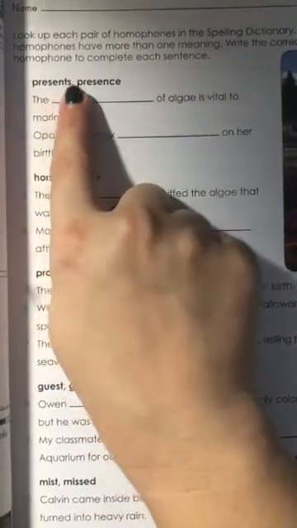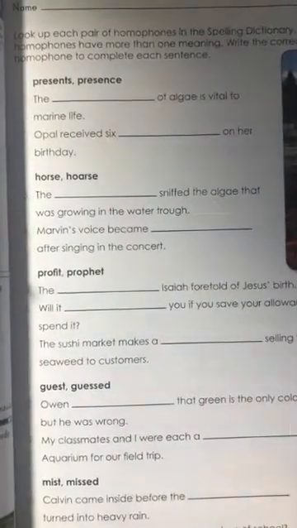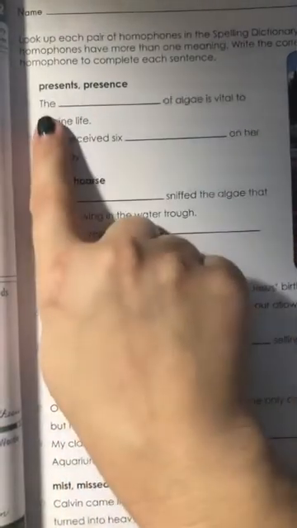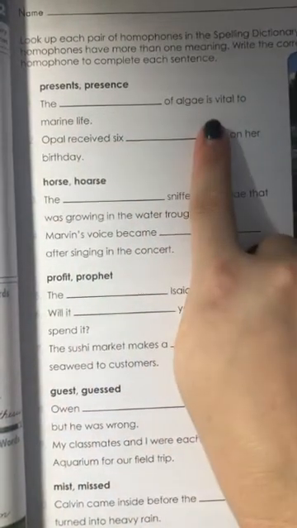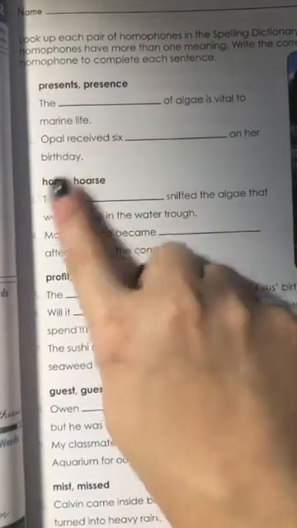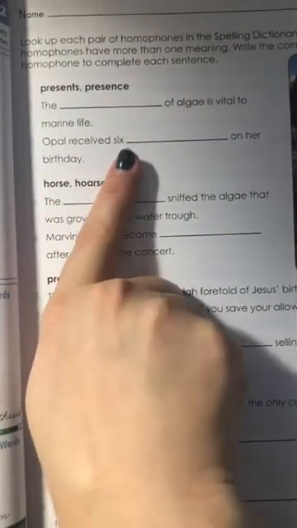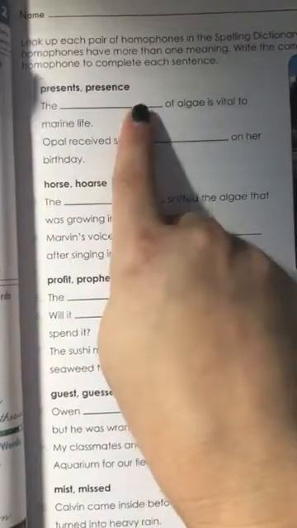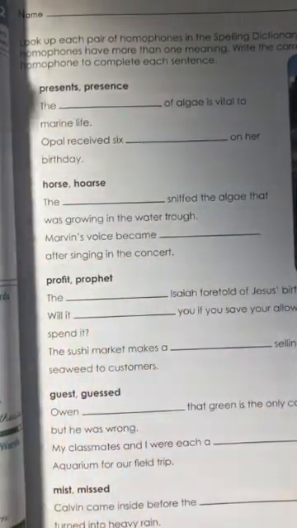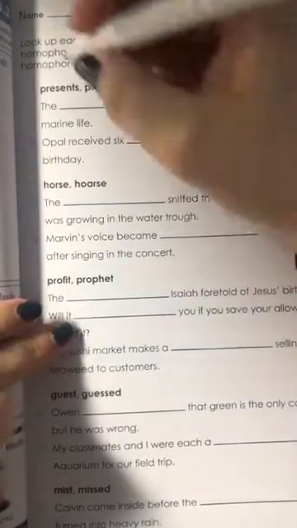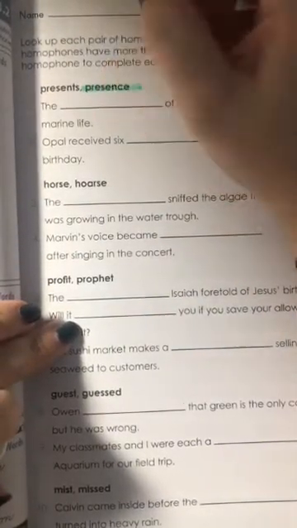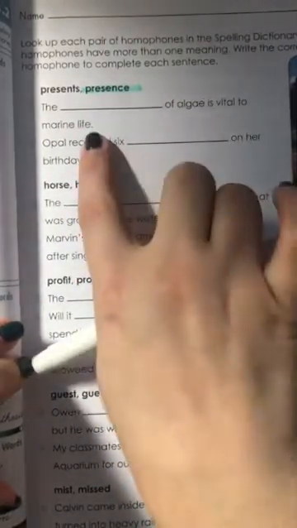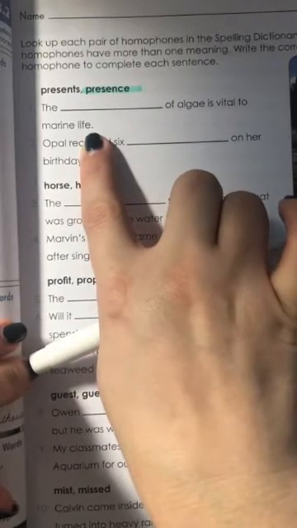Here we have presence. Presence, well, what kind of presence? So here, for number 1, as one example, it says the blank of algae is vital to marine life. Opal received 6 blank on her birthday. Which one goes where? In this case, as a sample, presence goes here. The presence of algae is vital to marine life. That means it exists there.